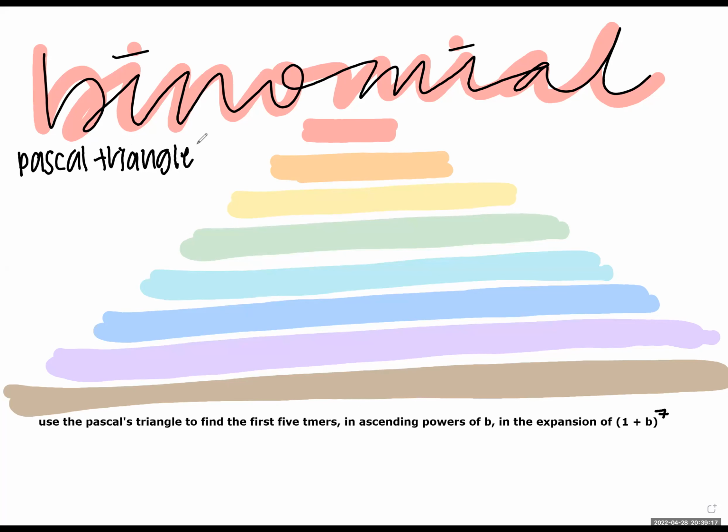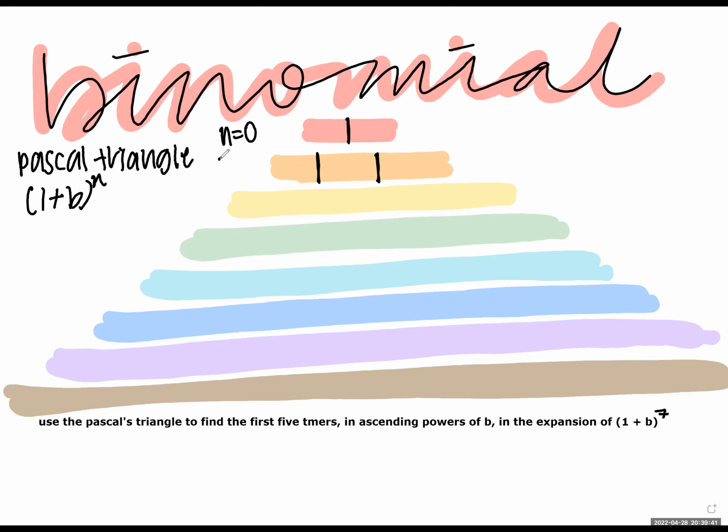Okay, so it always starts out with 1, and ends off with 1. So this is row 0. Row 0 means n is equal to 0. And what is this n? The Pascal triangle refers to the expansion of (1 + b) to the power of n. So this n is this power here.